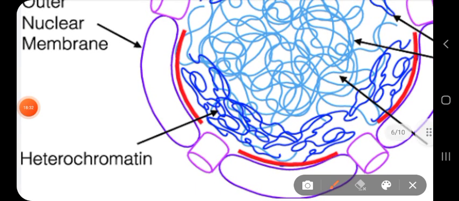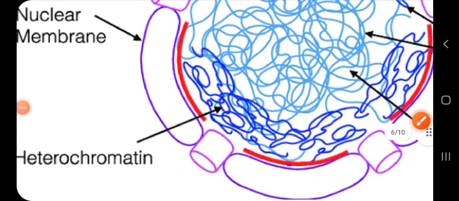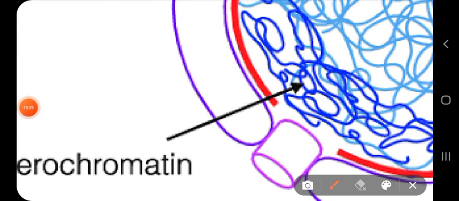So you can see the space here. The proteins which are synthesized by the ribosomes on the outer nuclear membrane, suppose these are the ribosomes, and these are proteins being synthesized, get into the space between the inner and outer nuclear membrane after being synthesized. That is called the perinuclear space.